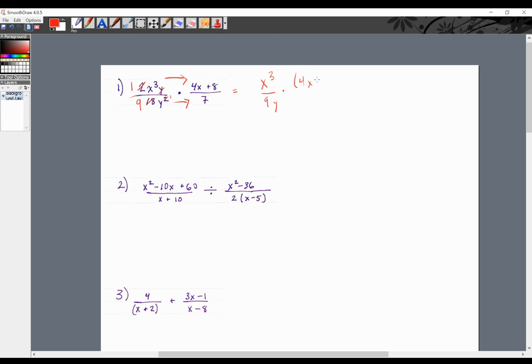times 4x plus 8 over 7. Again, we multiply straight across. So let's distribute this x cubed to both terms. So I have x cubed, or 4x cubed, sorry. x cubed times x, 4x to the fourth, plus 8x cubed, all over 9 times 7, 63y.